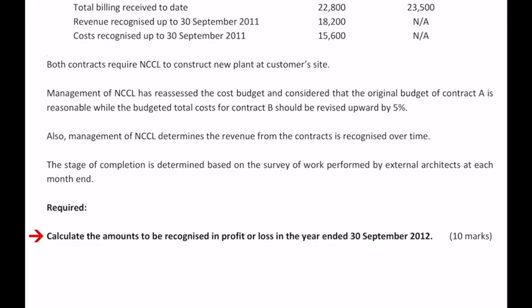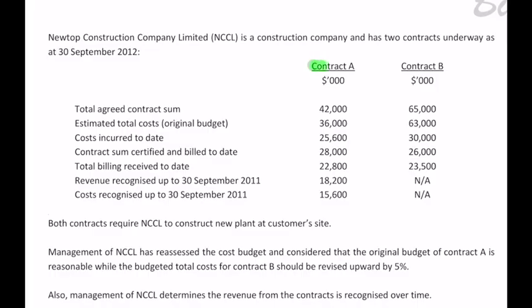For this question, we're required to calculate the amount to be recognized in profit and loss for the year ended 30th September 2012. 10 marks. Relating to contract A and contract B. The year end for this company is 30th September 2012. We are given the total agreed contract sum. This is representing the transaction price.